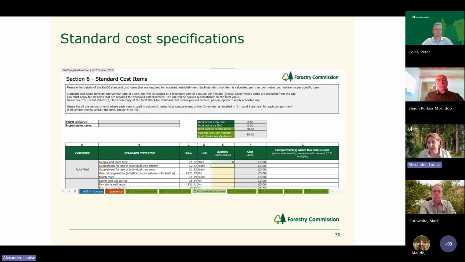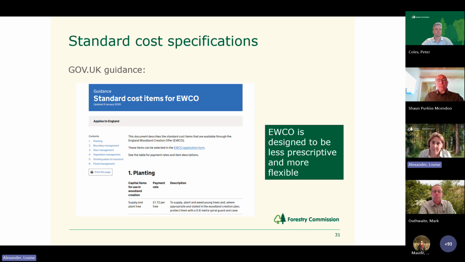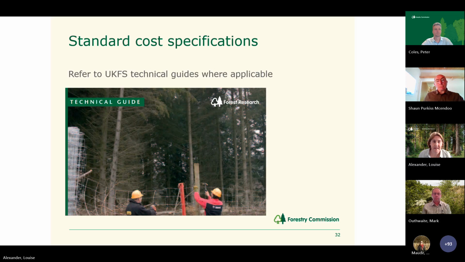So your standard cost items will be listed in section 6 of your application form if you need to refer back to them. There is more information regarding standard cost items on the gov.uk EWCO pages. We do aim to be less prescriptive than some of the other grants, and the specifics on what standard cost items are suitable and how they should be installed can be discussed with your woodland officer, as it's often site specific. And there's more information available in our UKFS technical guides.